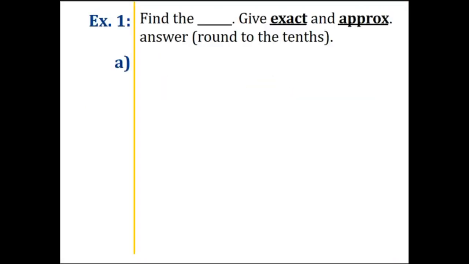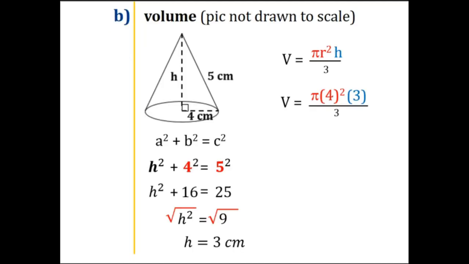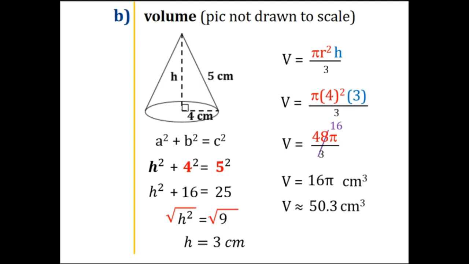All right, so again, find the... 48 pi divided by 3. What's 48 divided by 3? Karina, you said 16. So we got 16 pi. That is our exact answer. What is the approximate answer? When you multiply 16 times pi, what do you get? You get volume is approximately 50.3 centimeters cubed. Make sure you add the unit.